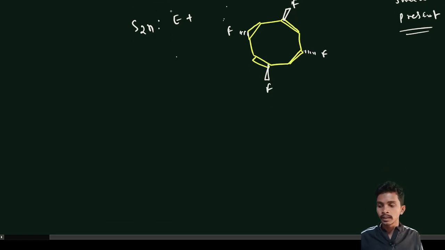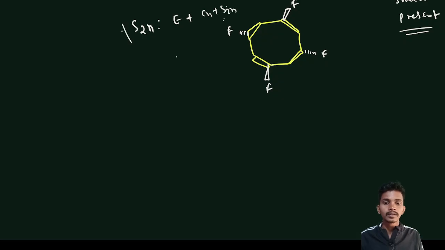E, and Cn plus S2n. These are the symmetry elements and no sigma.